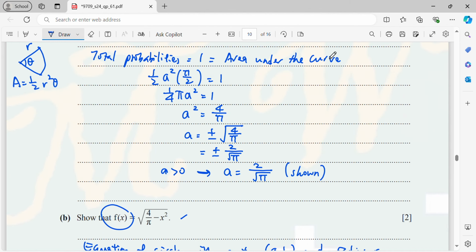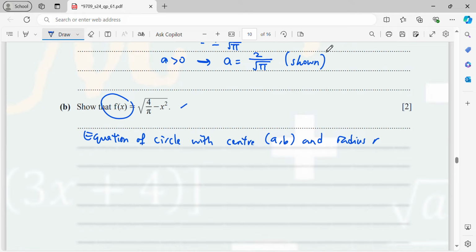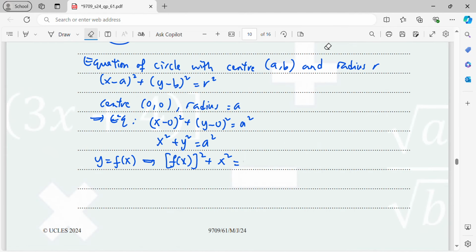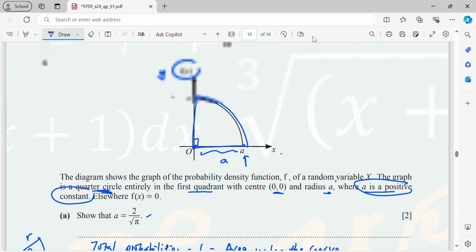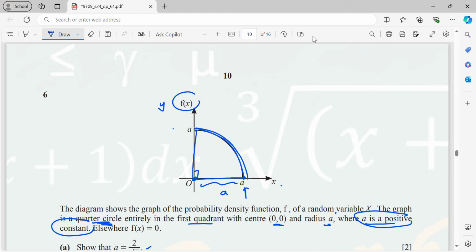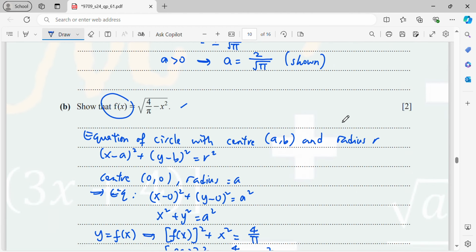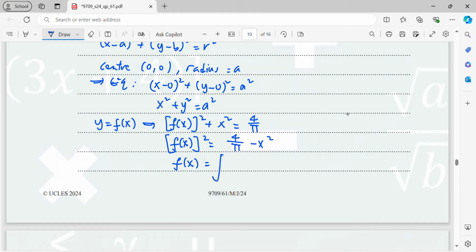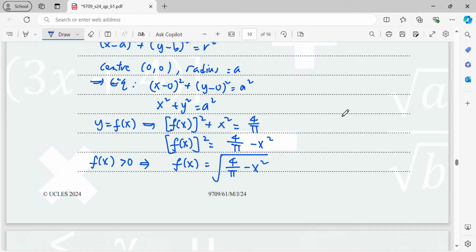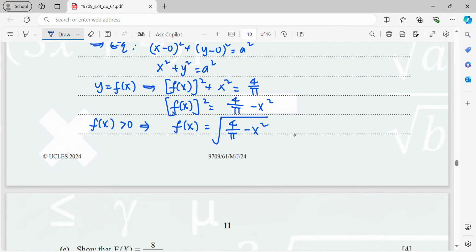My a already found just now. A squared is 4 over pi, so here I will just write 4 over pi. Therefore, your f(x) squared equals 4 over pi minus x squared. And then my f(x), when you look at the graph here, it's always positive. The graph is always above the x-axis. Therefore, you just take the positive square root. Okay, so with this, I have shown the f(x).